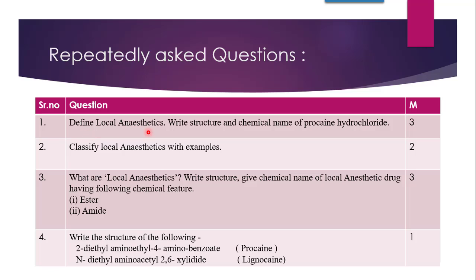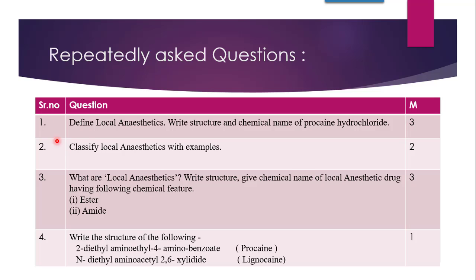So define local anesthetics carries 1 mark, and then the structure and chemical name of procaine hydrochloride, which is a local anesthetic. You are supposed to draw the structure and give the chemical name of it. Structure for 1 mark, chemical name for 1 mark. This question will carry 2 marks and the definition will carry 1 mark. Total 3 marks question is there.